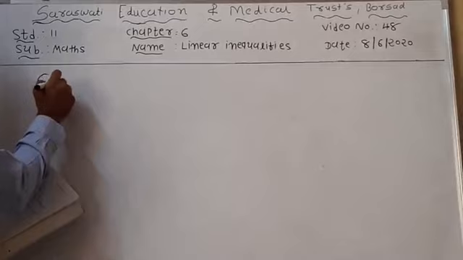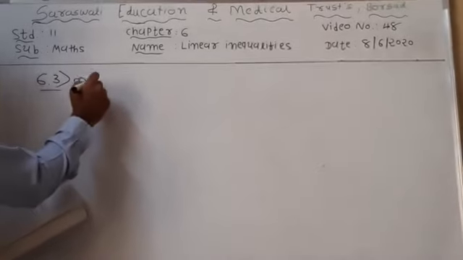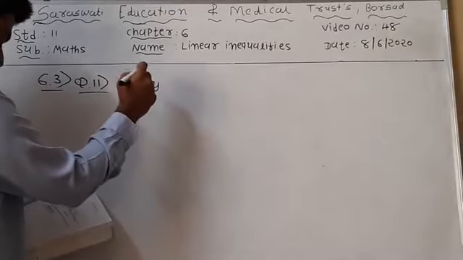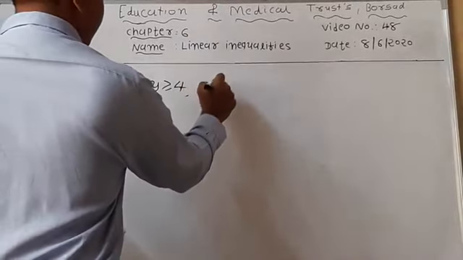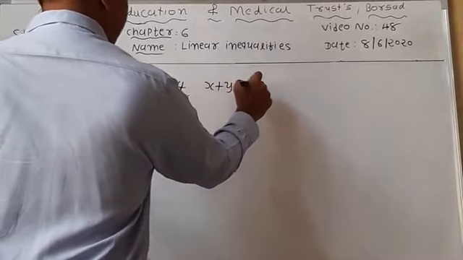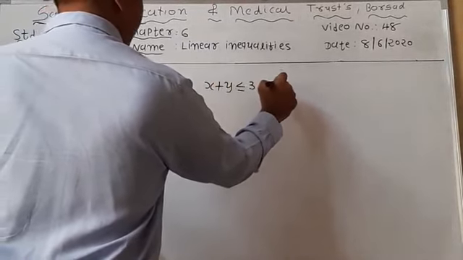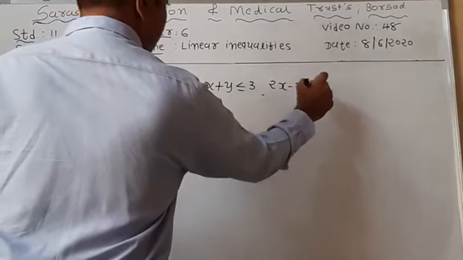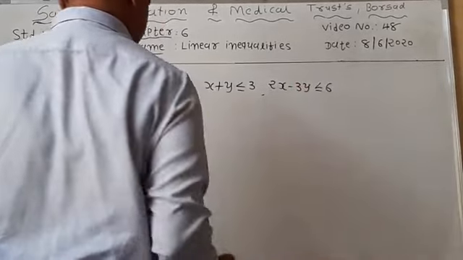Exercise 6.3, question number 11. 2x plus y greater than or equal to 4. x plus y less than or equal to 3. 2x minus 3y less than or equal to 6.